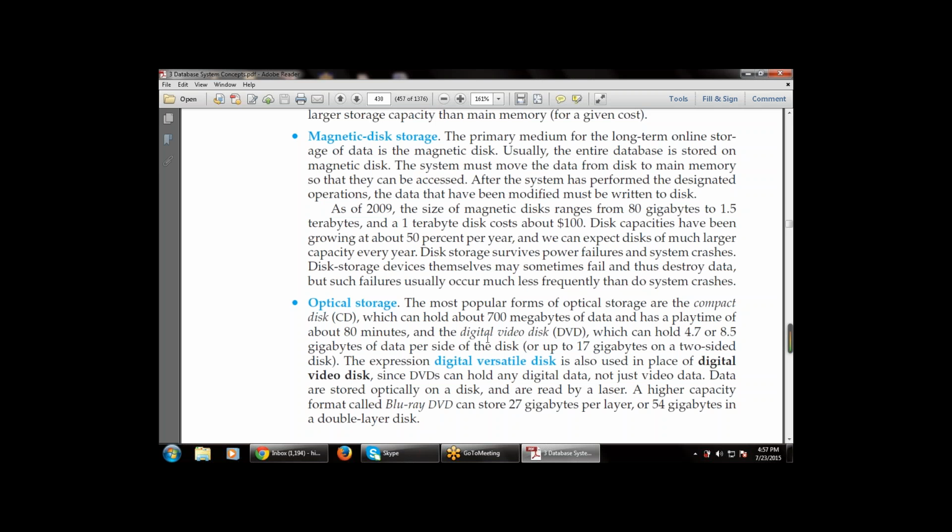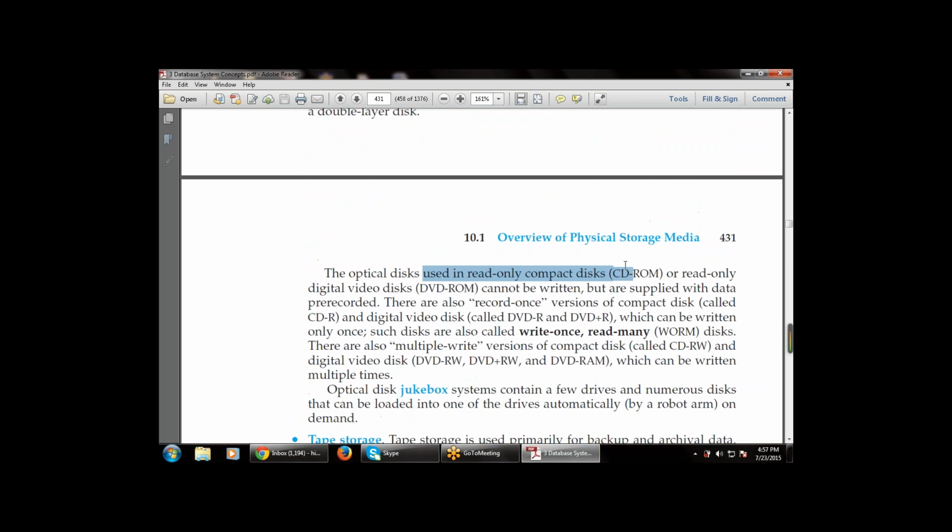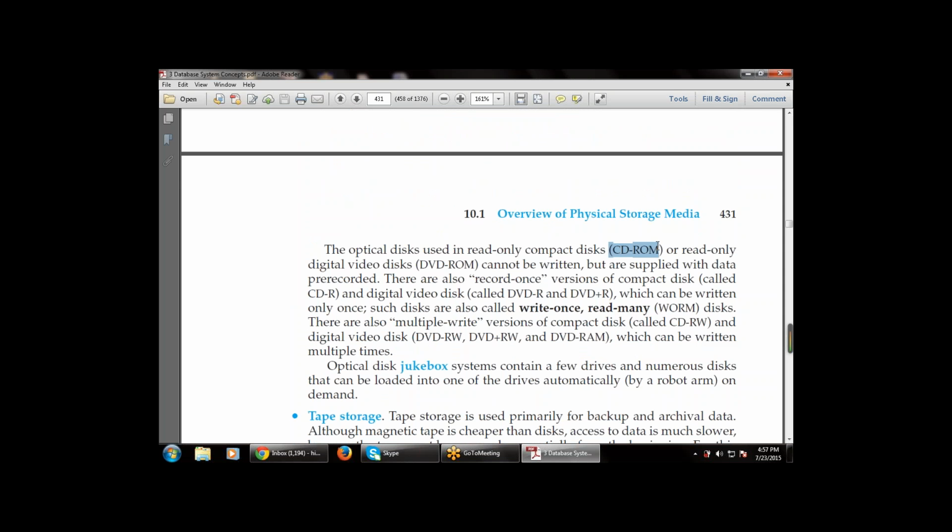The expression digital versatile disk is also used in place of digital video disk. So we can use either digital versatile disk or digital video disk. The optical disks used in read-only form are the CD-ROM, that is compact disk read-only memory, and the DVD-ROM, that is digital video disk read-only memory. An optical disk jukebox system contains a few drives and numerous disks that can be loaded into one of the drives automatically on demand. That is the optical disk storage.